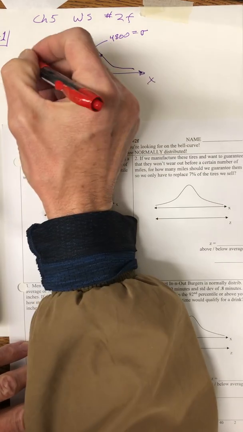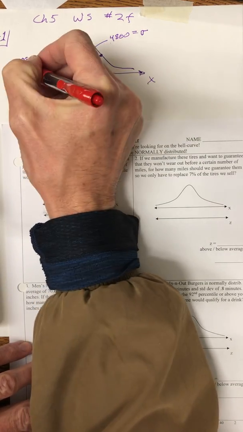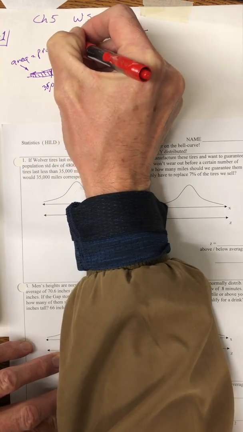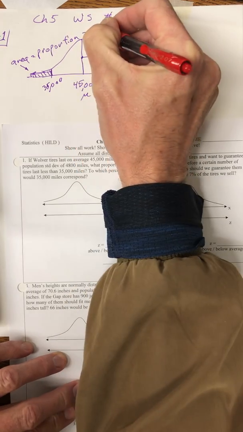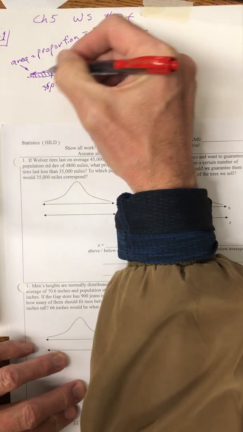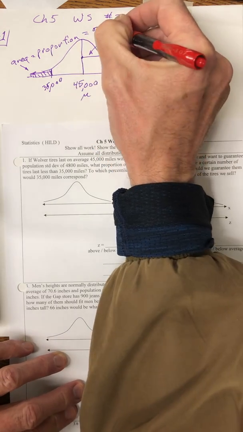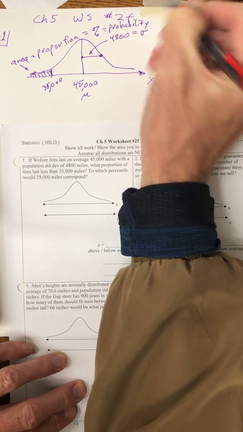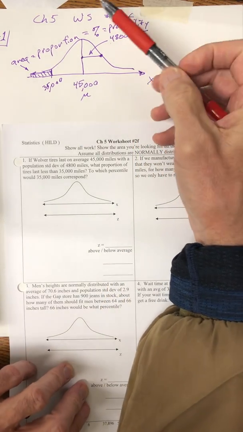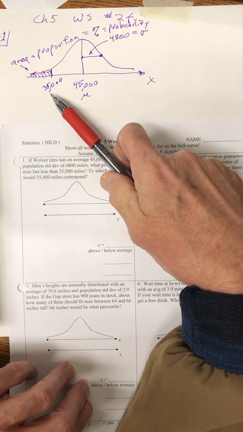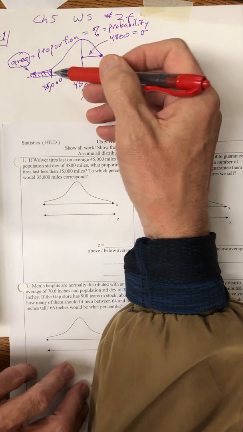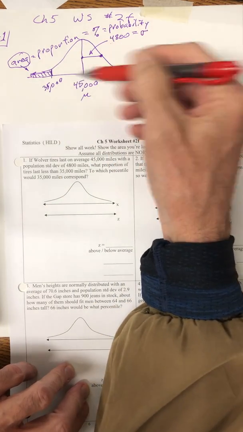So we draw the picture, we show, okay, this is the area we want to find. This area here is going to equal the proportion, and that's also going to equal the percentage of tires that last less than 35,000, and that's also going to equal the probability that we find one tire. If we have one tire, the probability that it'll last less than 35,000 is going to equal this area. So we want to find that area to the left of 35,000 on our bell curve.